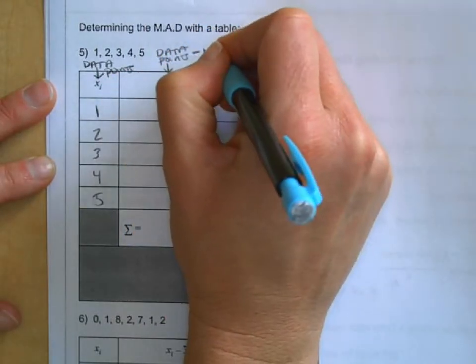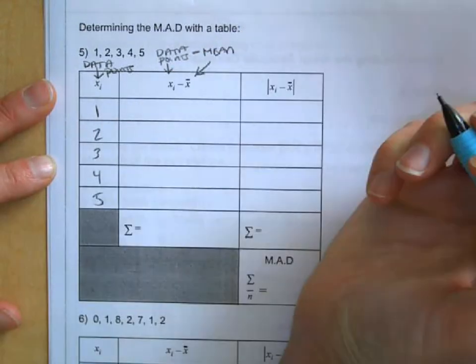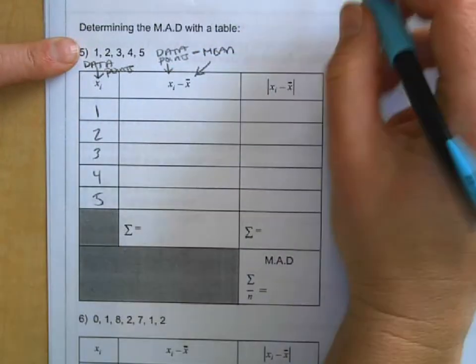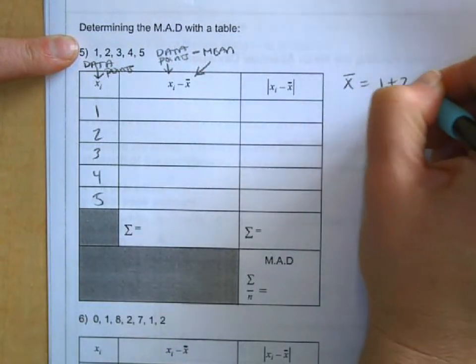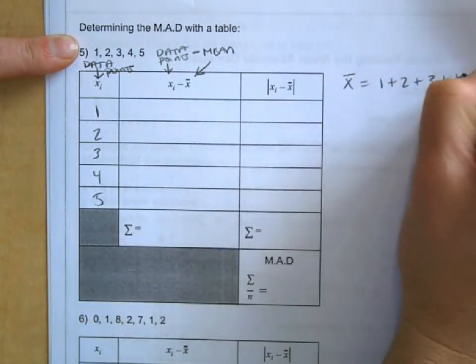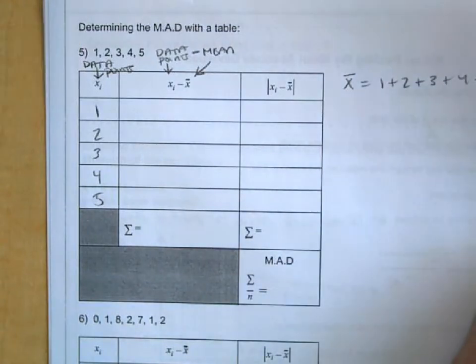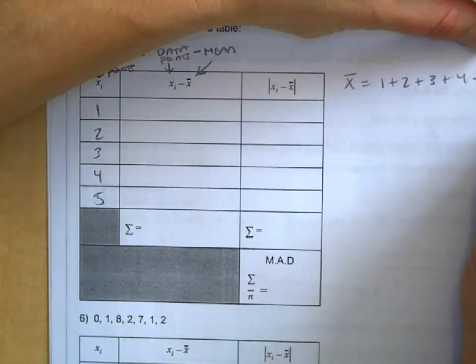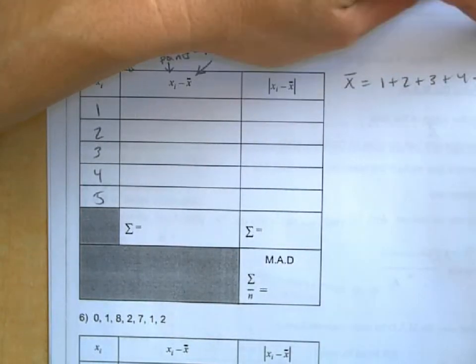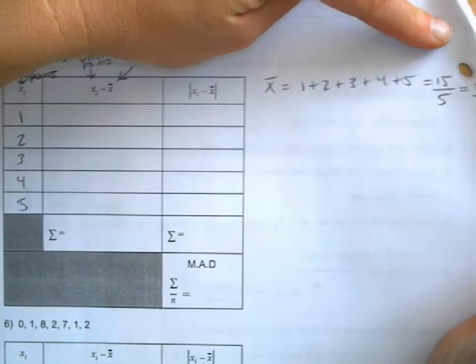What this means is our data points minus our mean. This is the mean. So let's determine our mean. So we're going to do the x bar. We're going to do 1 plus 2 plus 3 plus 4 plus 5. We end up getting our sum to add up to 15. We're dividing by the total number that there are, and we get a mean of 3.